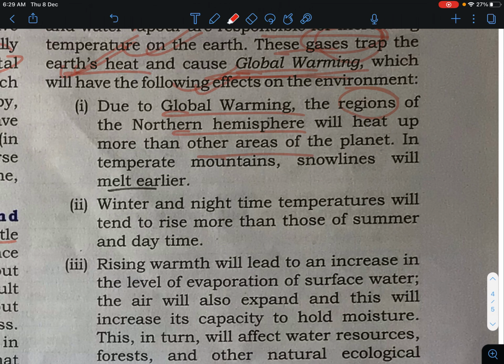It is very important that we are talking about the regions in the northern hemisphere. Why? Because in the northern hemisphere most of the area is land, and in the south we have more water as compared to land. So due to global warming, the regions of the northern hemisphere will heat up more than other areas of the planet, and the temperate mountains and snow lines melt earlier. So the glaciers are going to melt.